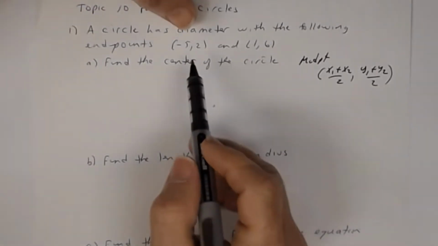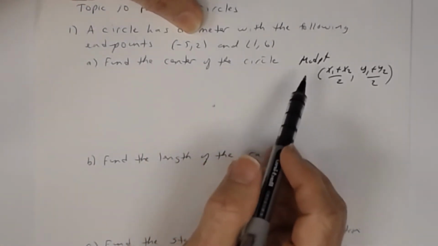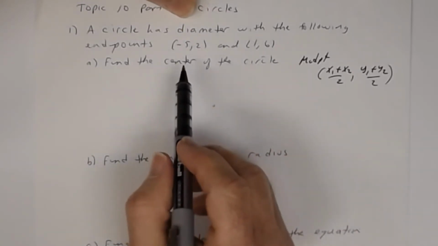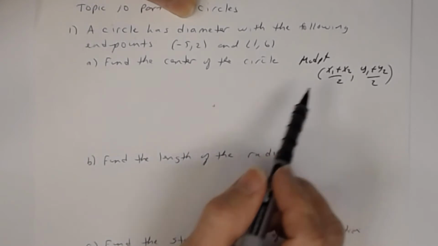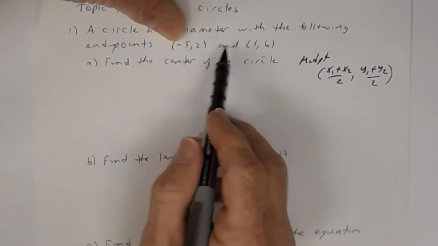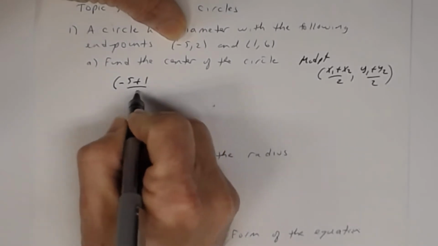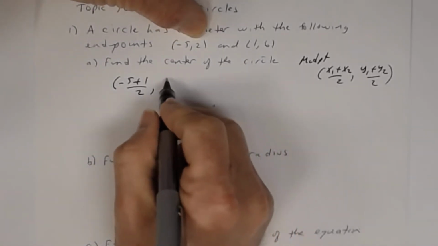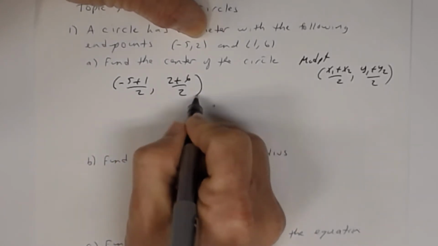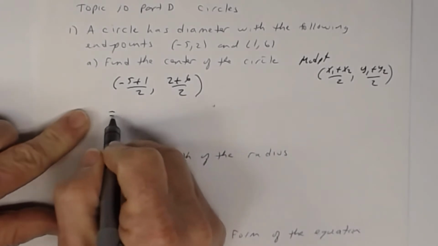All right, so remember, the center of a circle is the midpoint of the diameter. So use your midpoint formula. You add your x's together: negative 5 plus 1 divided by 2, comma, and then you add your y's together and divide by 2: 2 plus 6 divided by 2. And then simplify. Don't leave it like that. You saw that on that last worksheet.